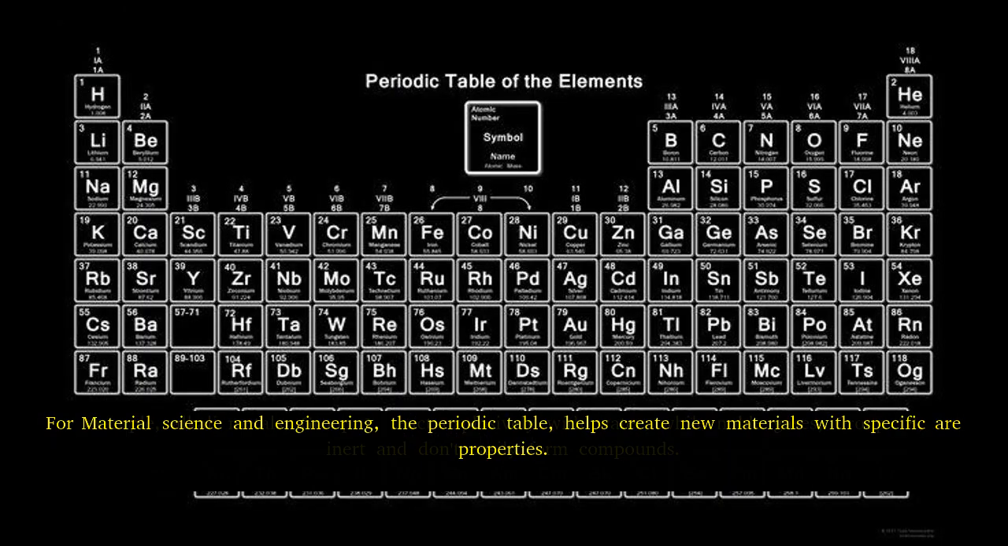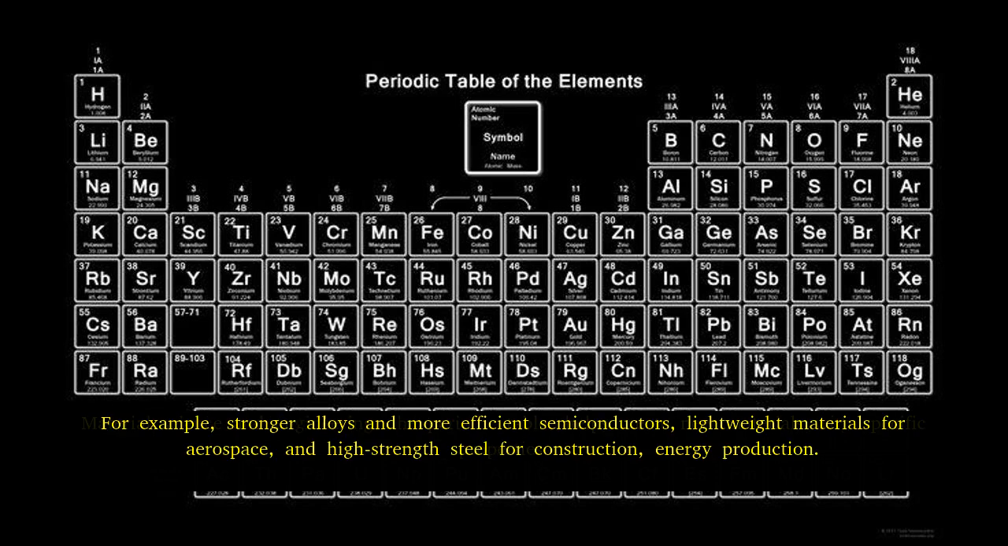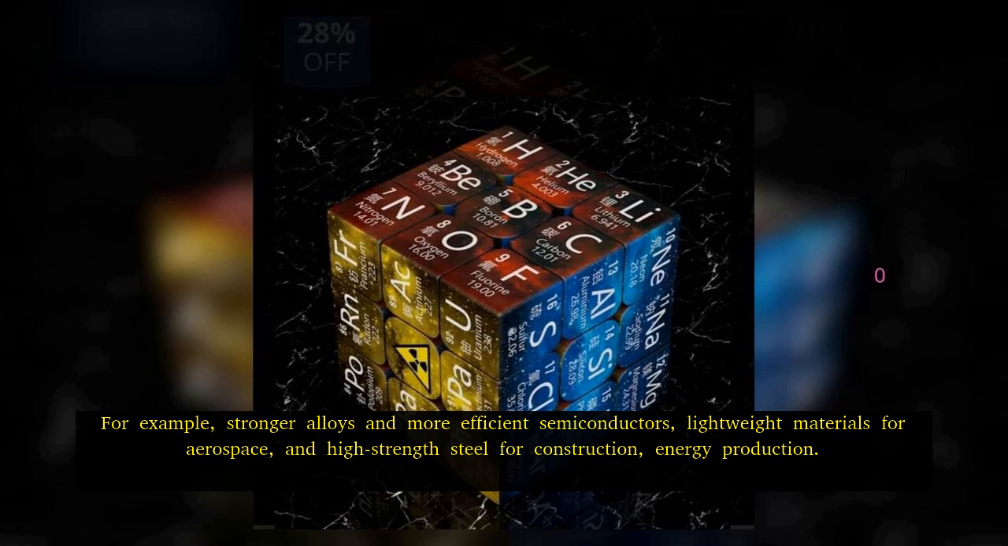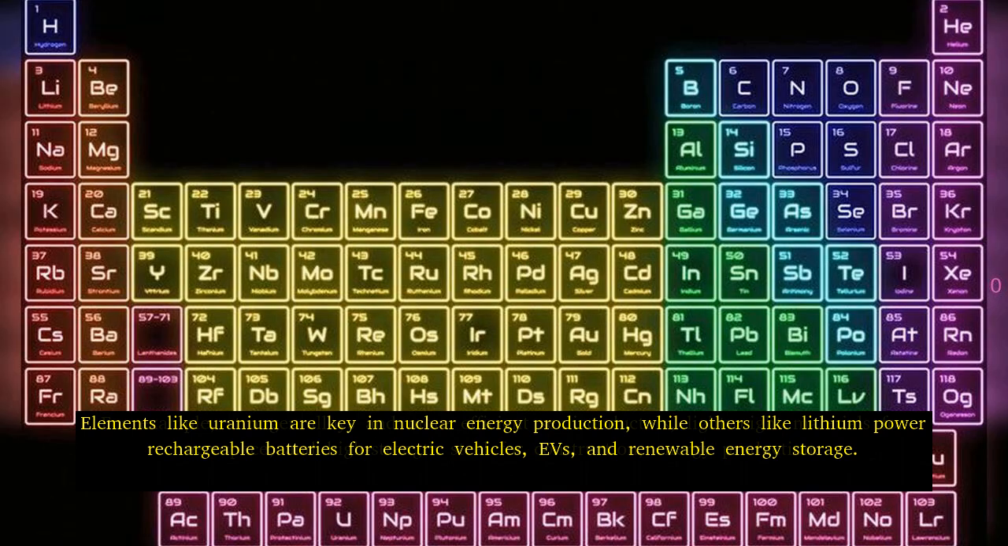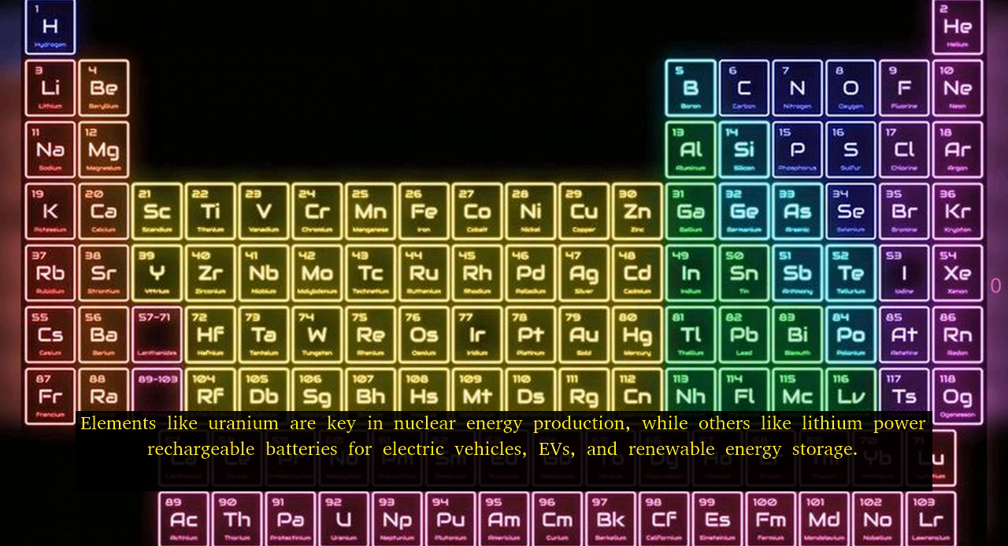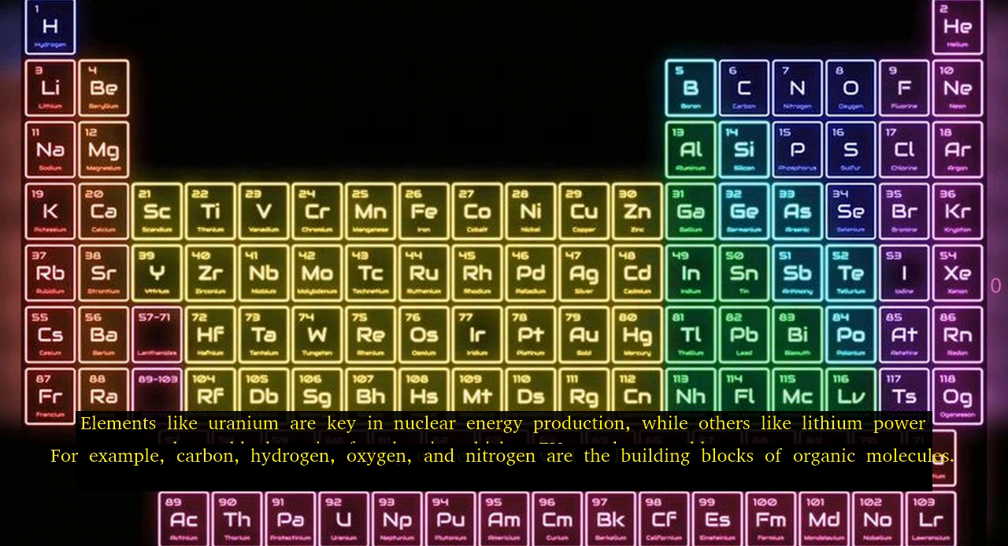form compounds. Material science and engineering: the periodic table helps create new materials with specific properties. For example, stronger alloys and more efficient semiconductors, lightweight materials for aerospace and high-strength steel for construction. Energy production: elements like uranium are key in nuclear energy production, while others, like lithium, power rechargeable batteries for electric vehicles (EVs) and renewable energy storage.